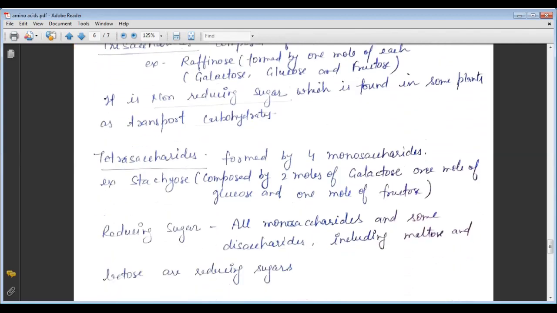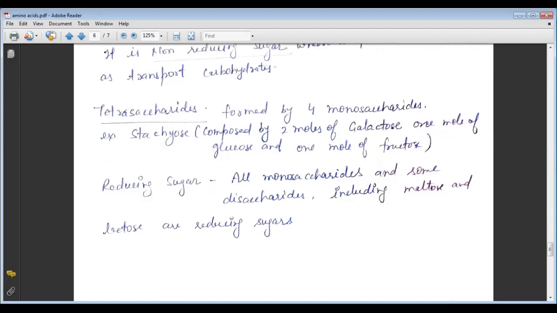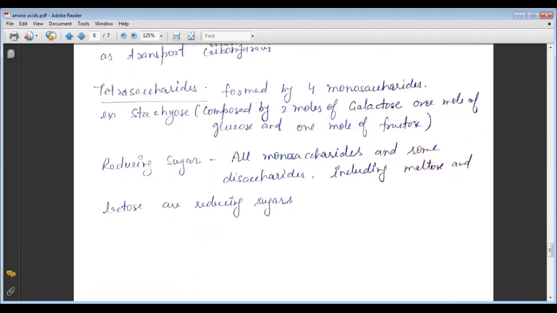Now come to the next type of sugar, called tetrasaccharides. As the name suggests, four monosaccharides are present. An example is stachyose, composed of 2 moles of galactose, 1 mole of glucose, and 1 mole of fructose. Now the reducing sugars: all monosaccharides and some disaccharides, including maltose and lactose, are reducing sugars.